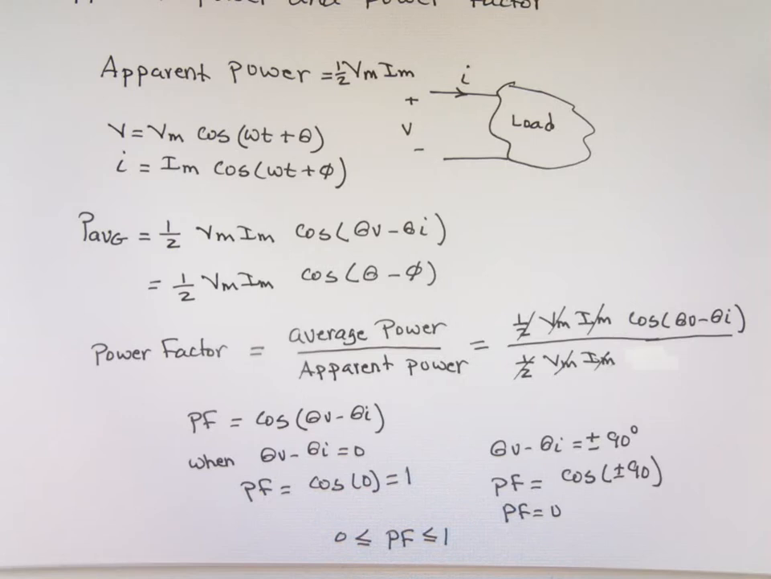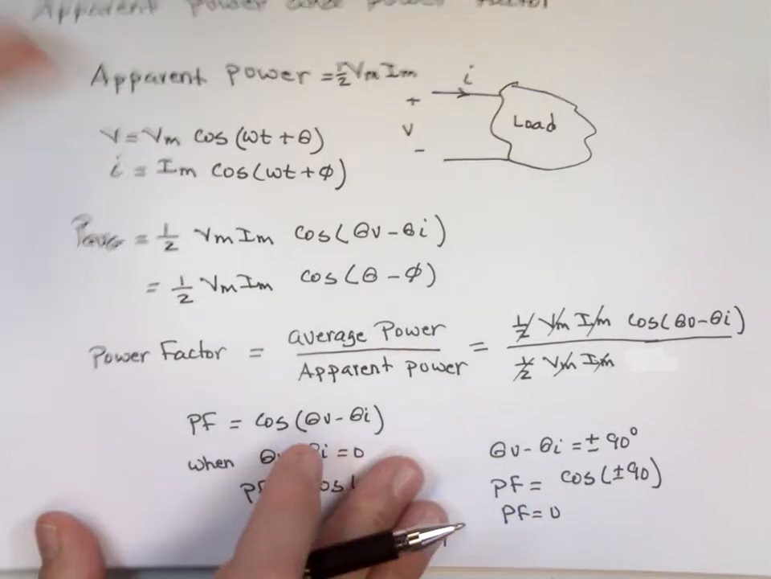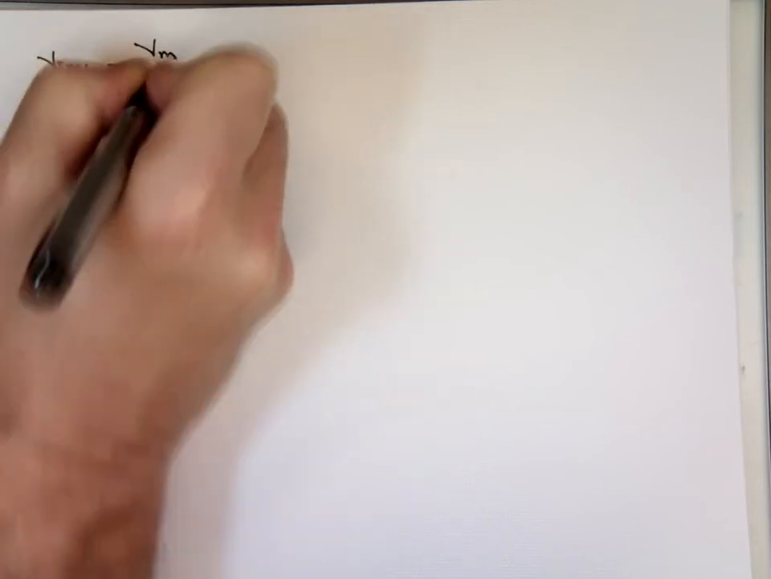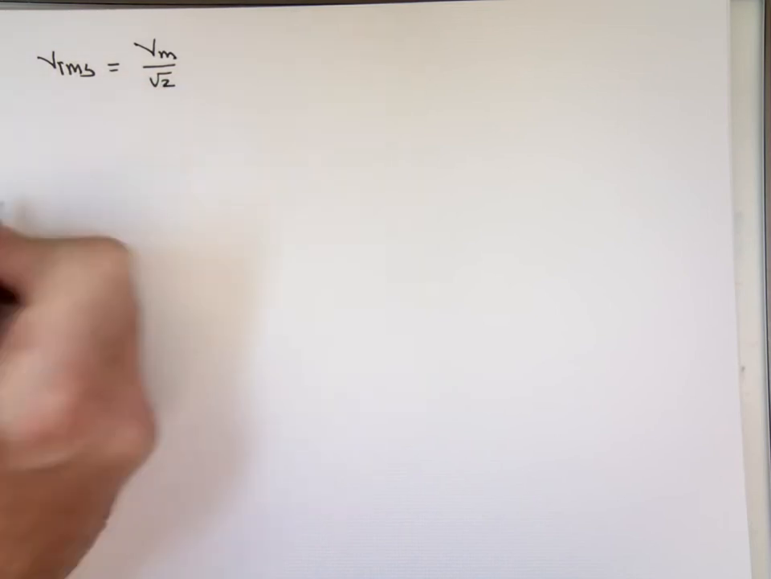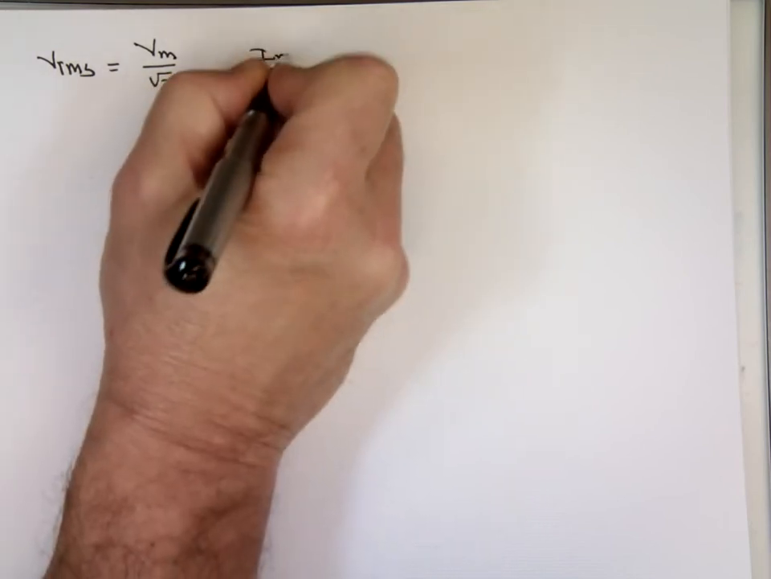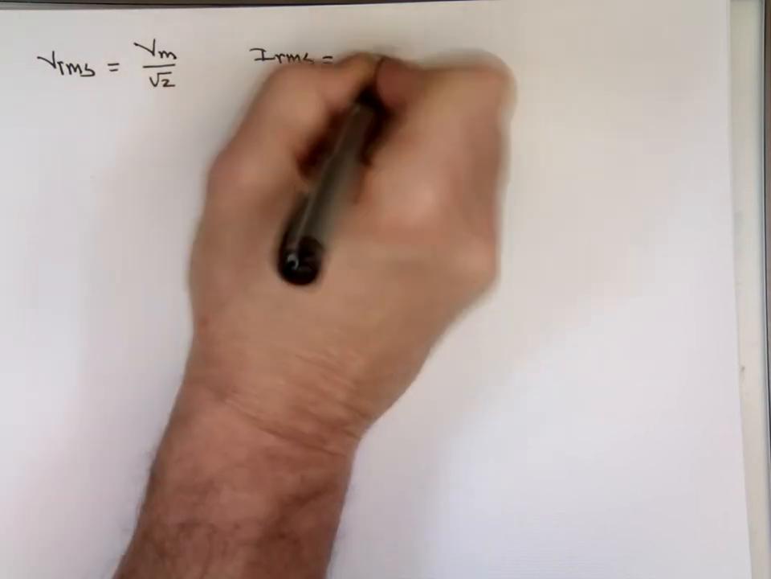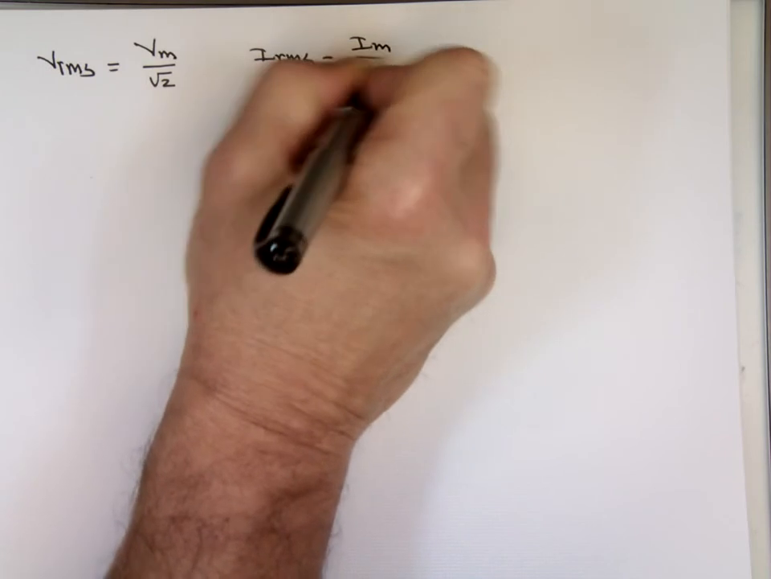Now, the apparent power, when you're looking at it, and by the way, if you're using RMS values, the 1/2 will disappear. Remember we said last time, for a sine cosine value, VRMS equals what? V max divided by the square root of 2. And IRMS equals I max over the square root of 2.